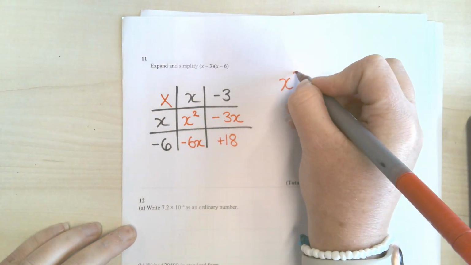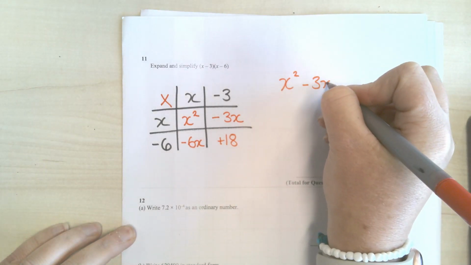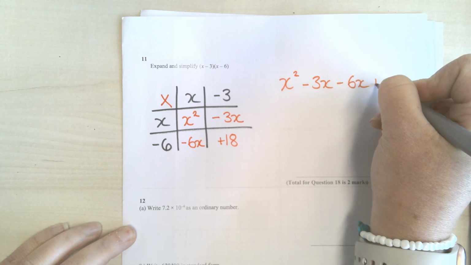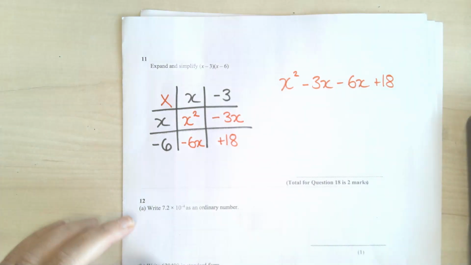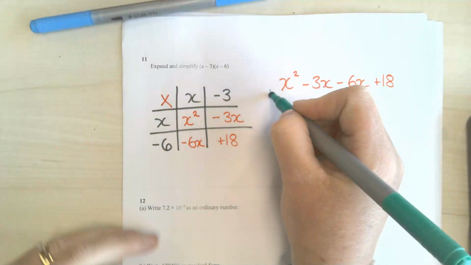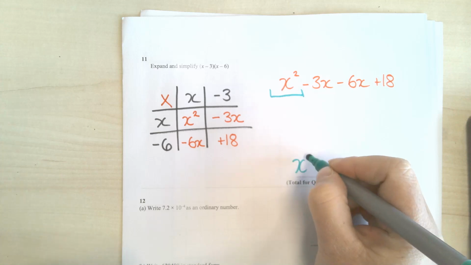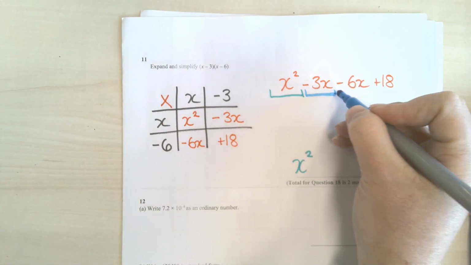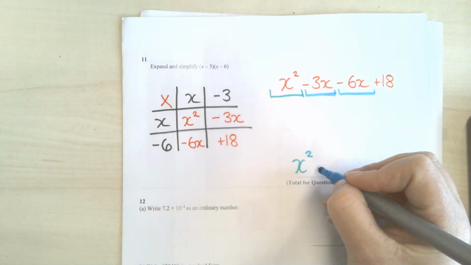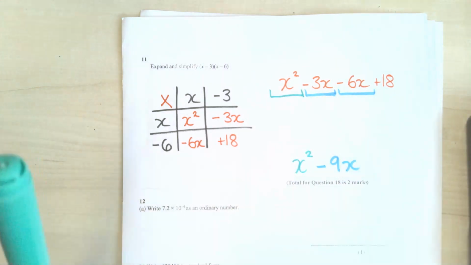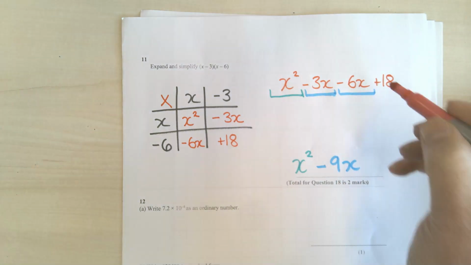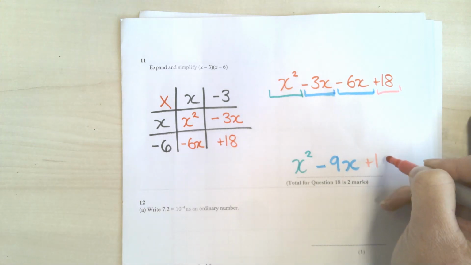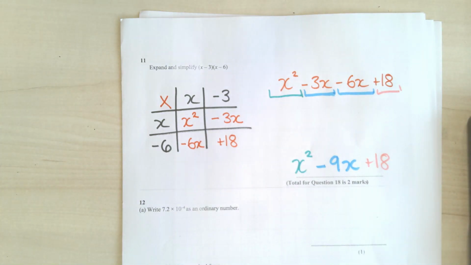So I've then got x squared, take off 3x, take off 6x plus 18. I'm then going to collect my like terms. My x squared is the only term that I need to put together here. It's the middle part. Negative 3x, take off 6 more x's, is negative 9x. And then that last part, that add 18, goes on at the end. So it's x squared, take off 9x, add 18.